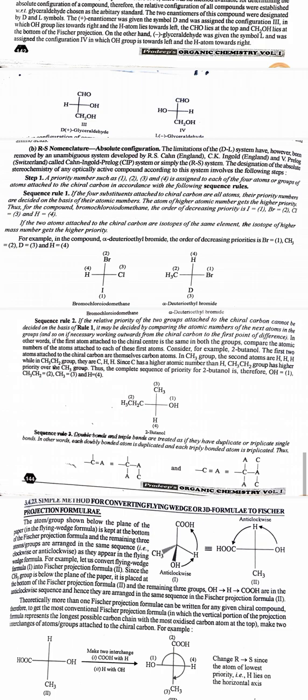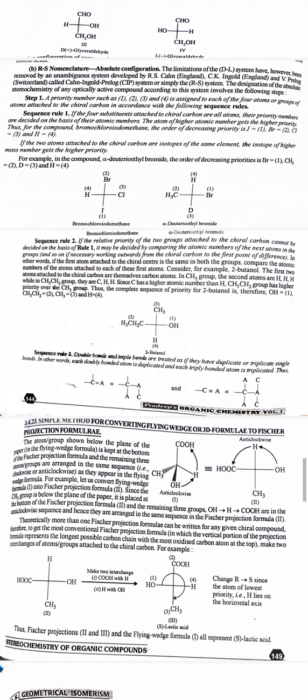A priority number such as 1, 2, 3, 4 is assigned to each of the four atoms or groups of atoms attached to the chiral carbon in accordance with the following sequence rules. Sequence rule 1: if the four substituents attached to the chiral carbon are all atoms, their priority numbers are decided on the basis of their atomic number. The atom of higher atomic number gets the higher priority.